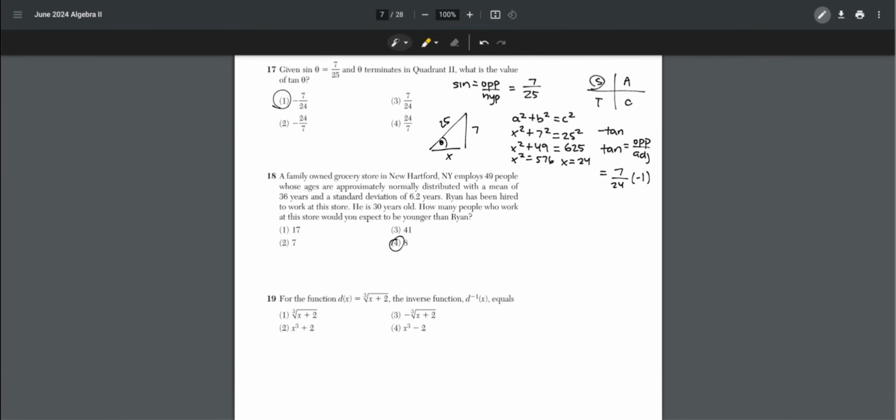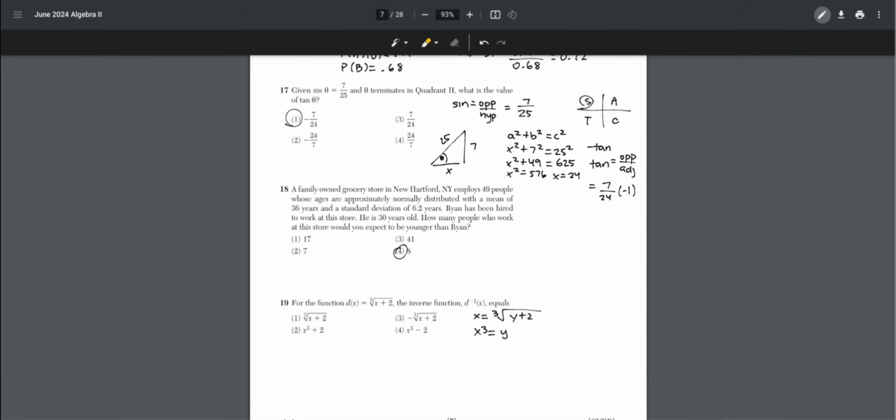Number 19. For the function d of x is equal to the cube root of x plus 2, the inverse function equals, what we have to do is reverse the y and x values. So x is equal to the cube root of y plus 2. Then we can cube both sides and minus 2, which gives us choice 4.